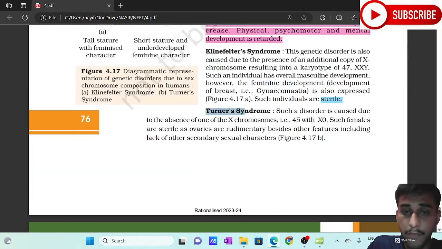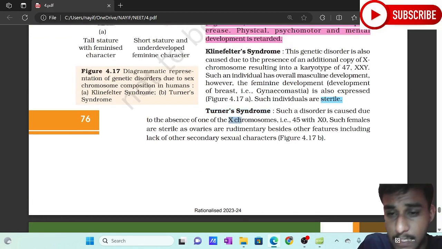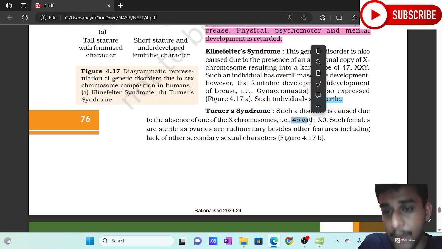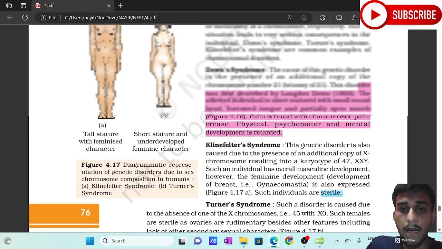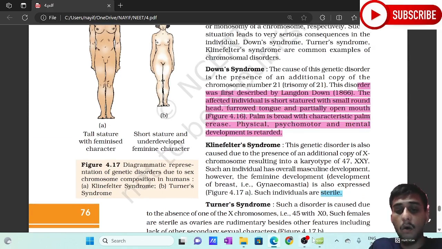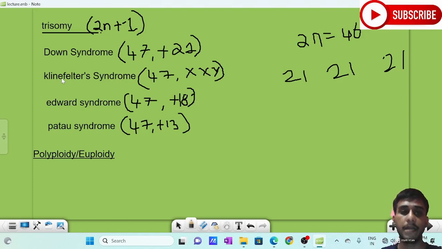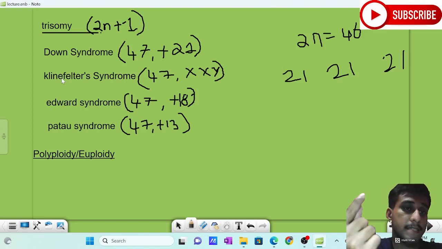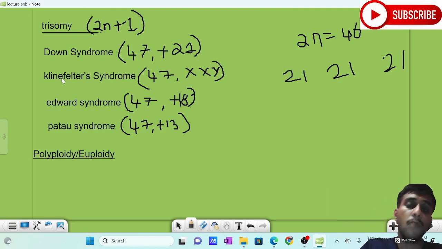Next, the example is Turner syndrome. Turner syndrome is the absence of one X chromosome, leading to 45 with XO. This is an example of hypoaneuploidy. We have discussed that there is also one more disease, Turner syndrome, which is an example of hypoaneuploidy. What is hypoaneuploidy?